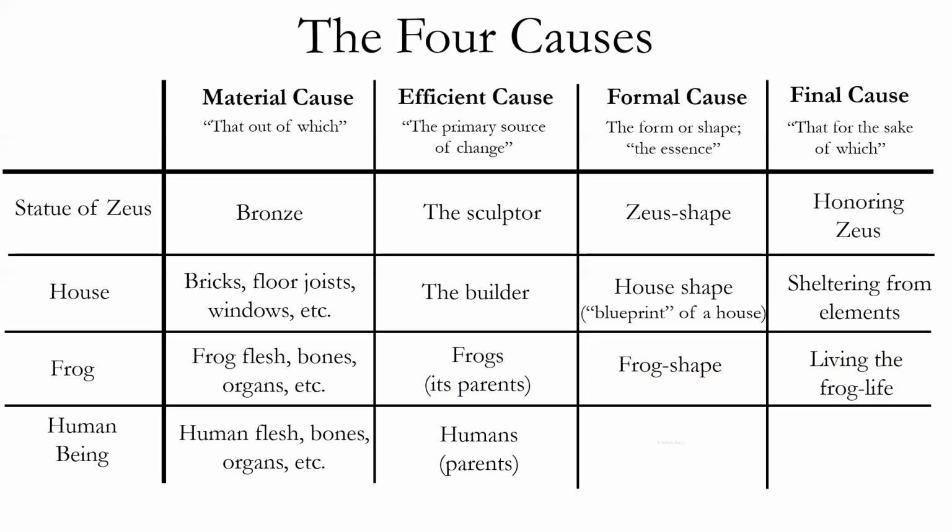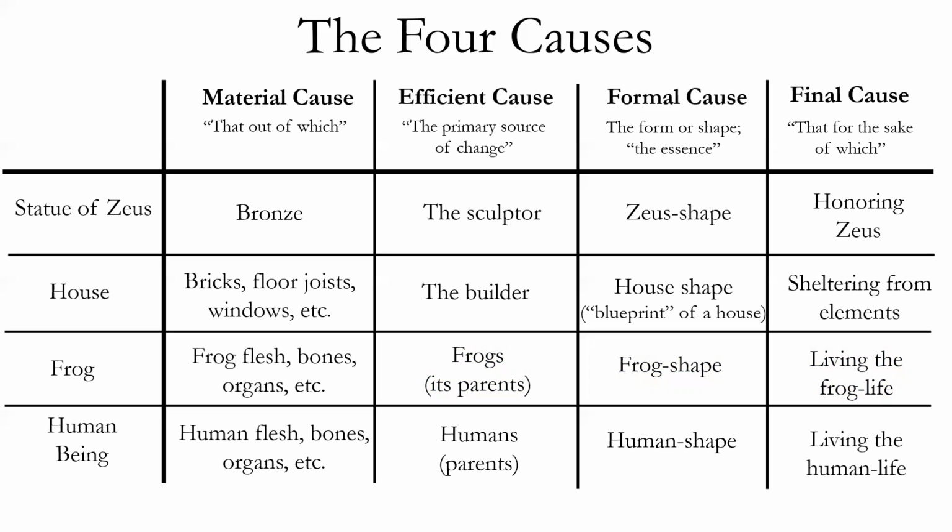The formal cause of human being is going to be, again, something like the human shape. In just the same way that we had the frog shape, the human shape, whatever that means, the form of human, I don't know, that's the formal cause, the essence of human, right? Because Aristotle also identifies these things with the essence of things. The human essence, the human shape, the human form, I don't know. What is that thing? I don't know.